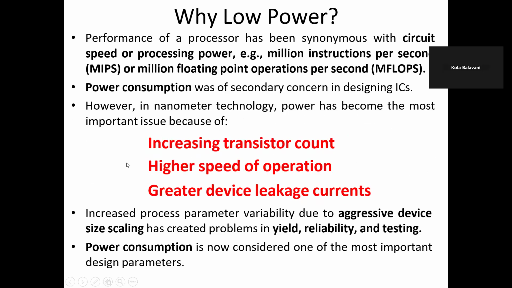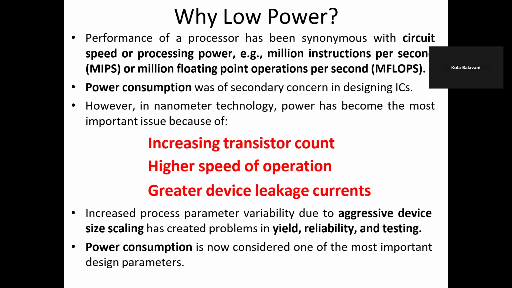If you observe, the performance of a processor is basically indicated in millions of transistors per second, meaning speed. So power consumption was a secondary concern while designing ICs. But now we are moving to nanometer, submicron technology, and power has become the most important issue, because whenever the technology is shrinking, the transistor count increases continuously according to Moore's law, and for high speed of operation. Definitely, we are increasing the transistor count to get high speed only.